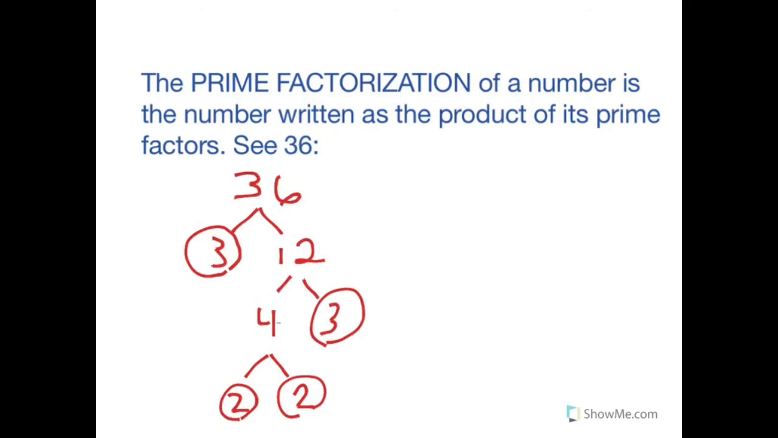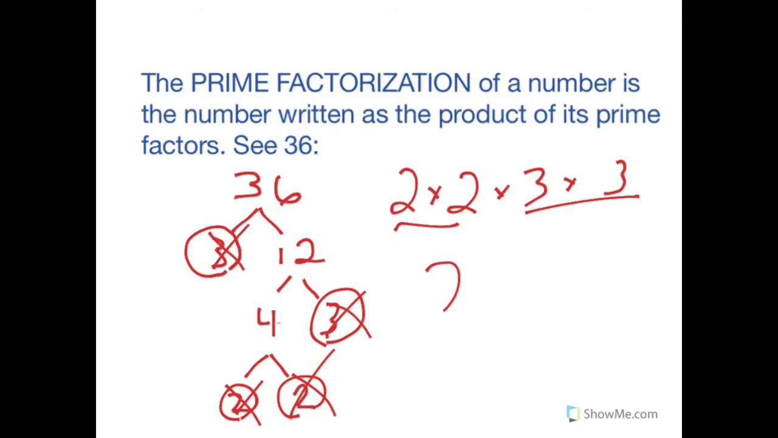So the factors of 36, the prime factorization of 36, 2 times 2 times 3 times 3. Or, since we have 2 times 2 and 3 times 3, we could do 2 squared times 3 squared. All right.